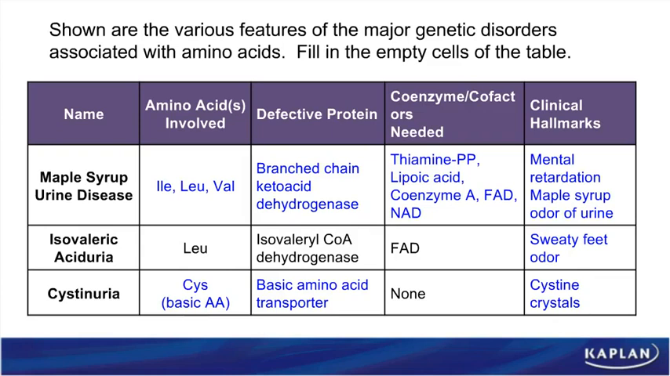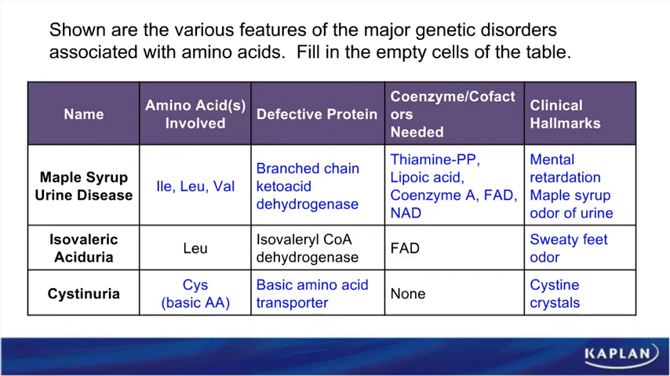Isovaleric aciduria is due to a defective enzyme isovaleryl-CoA dehydrogenase. This enzyme works downstream of branched-chain ketoacid dehydrogenase by working on the carbon skeleton of leucine. The enzyme needs FAD as a coenzyme. A clinical hallmark is sweaty feet odor.